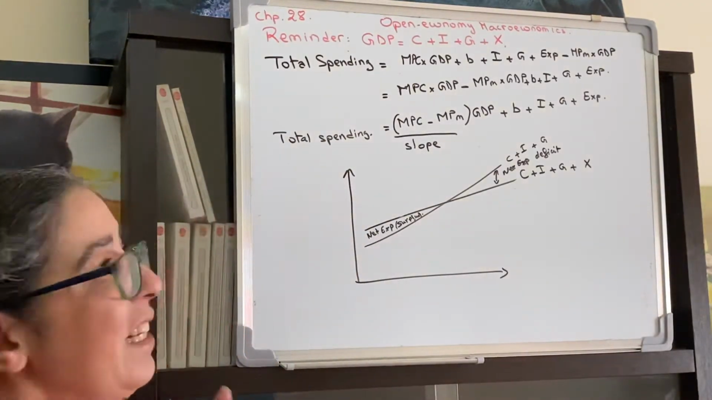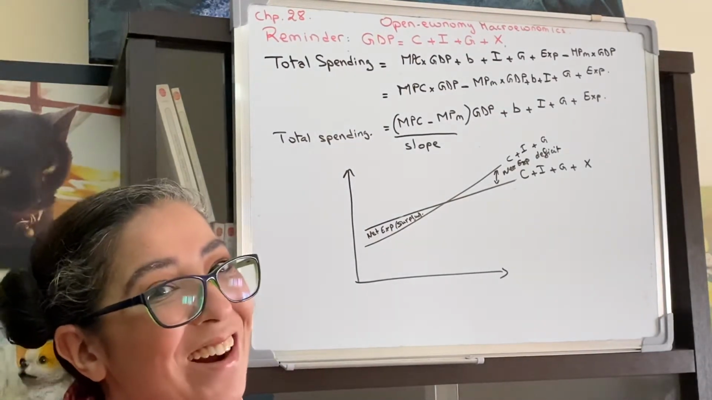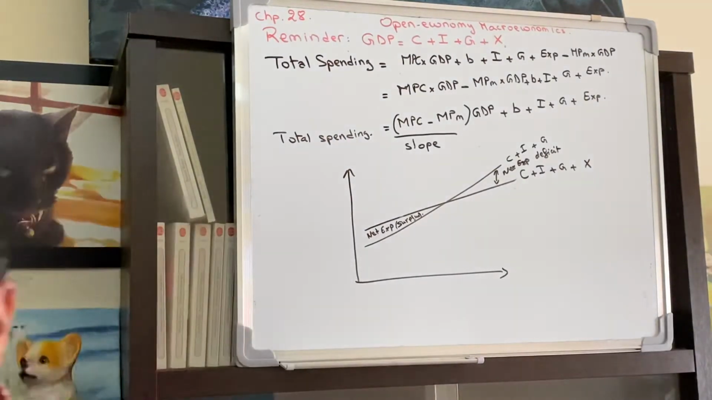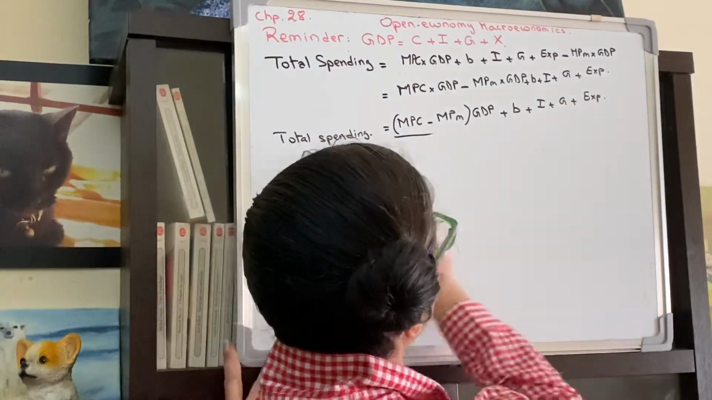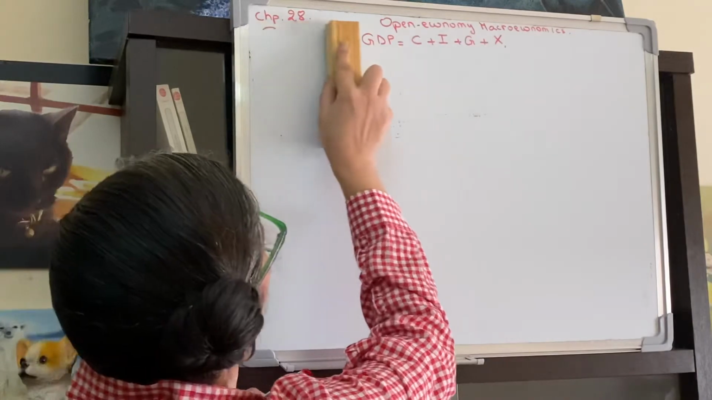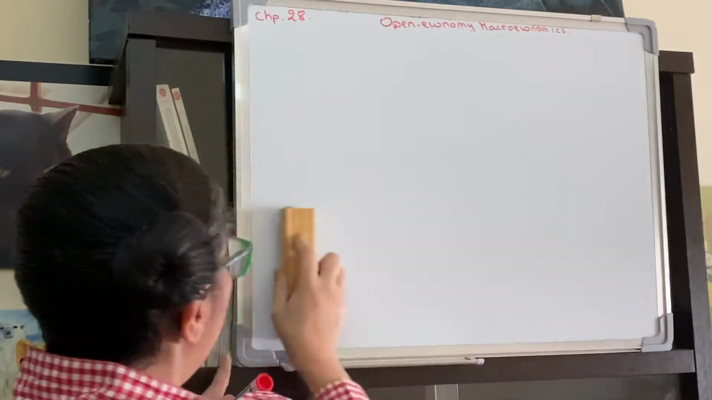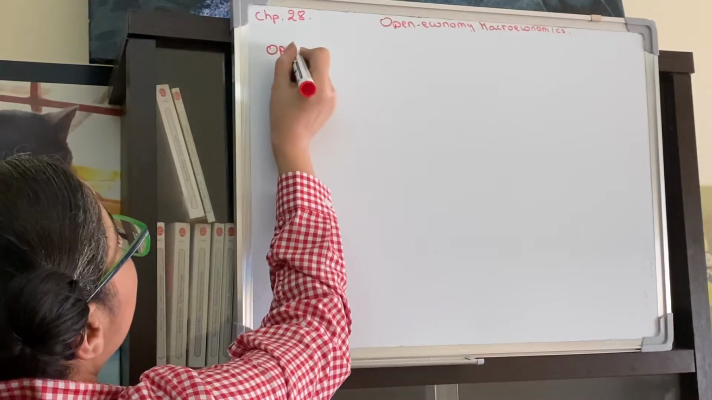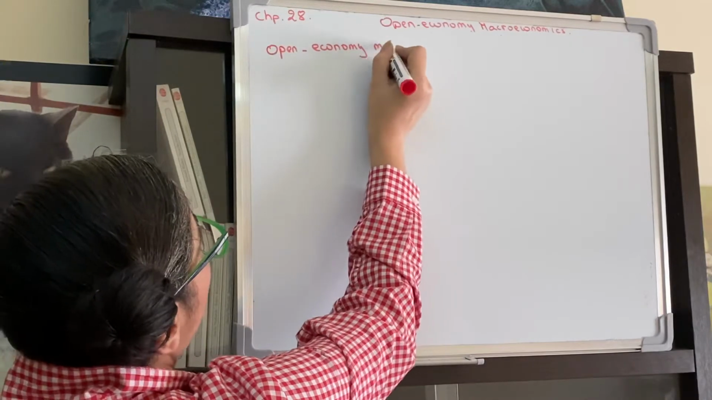Now I need to erase everything in order to move to the multiplier. Okay? I'm gonna do it. Let me just see how I'm doing with the time. Oh yes, I still have time. Yeah, I hope you took your screenshots. Now I'm moving to the second part, which is the open economy multiplier.